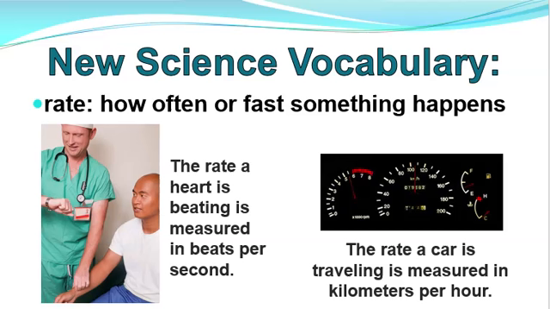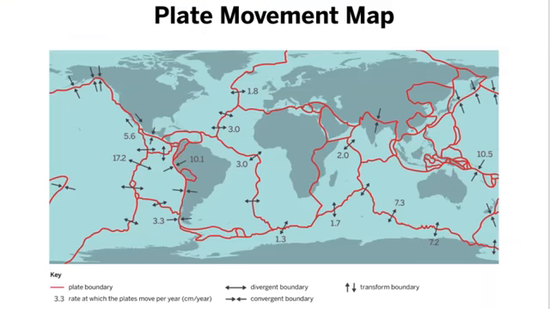On the other side is miles per hour that you might experience in a car. And rate in a car is measured in kilometers per hour. In heart rate, it's measured in beats per second. And if we look at plate motion, plate movement is measured in centimeters per year.